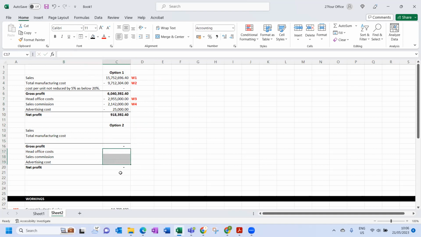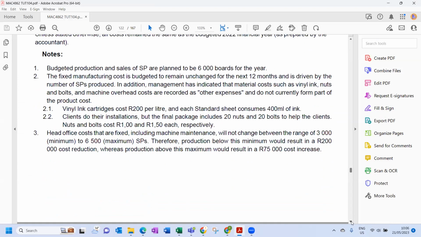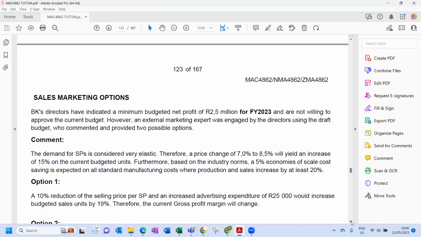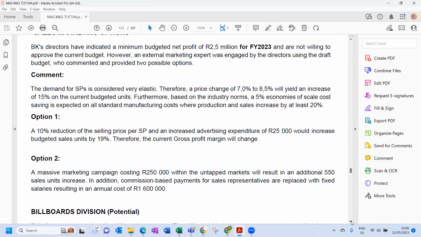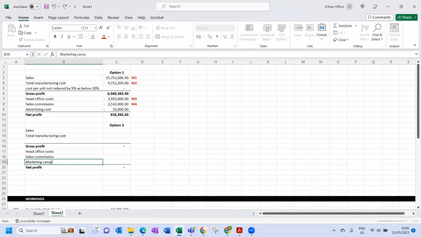Okay, so option number two. So let's go have a look at option number two now. So option number two: a massive marketing campaign of 250,000 Rand. So let's put in that marketing campaign. It's negative 250,123.